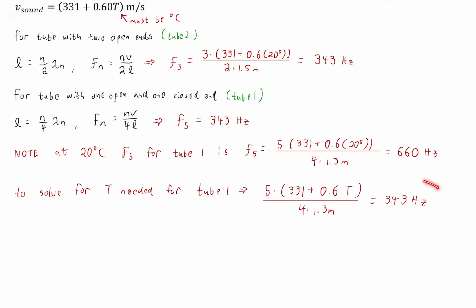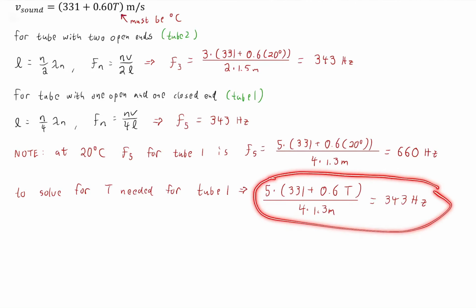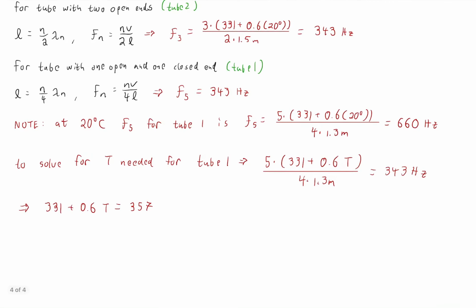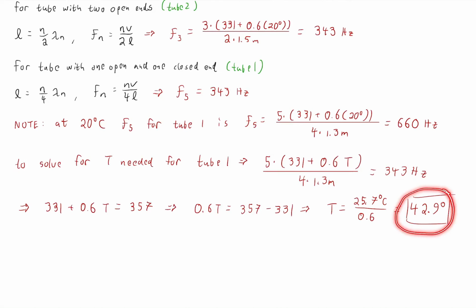Okay, so here we go. We set it up. It's the 5th harmonic. It's a tube open at one end, so it's 4 times L. L is 1.3, so all stuff we know. We're setting it equal to 343 because that's the value that we need to equal for tube 2, the one with two open ends. And then just solve for our variable, solve for temperature. Here I'm just doing the algebra, walking through the steps. And we get 42.9 degrees Celsius.